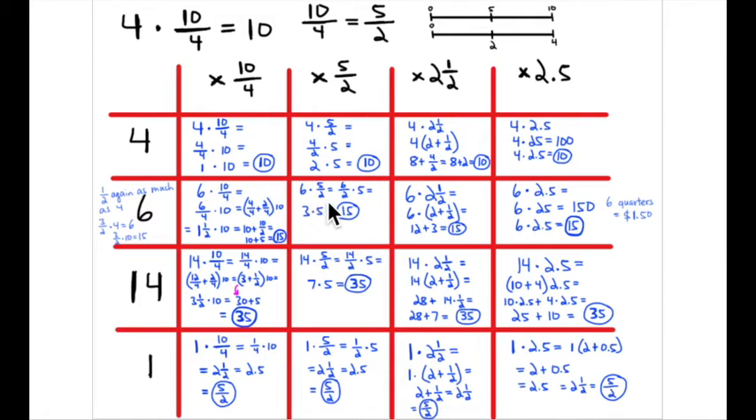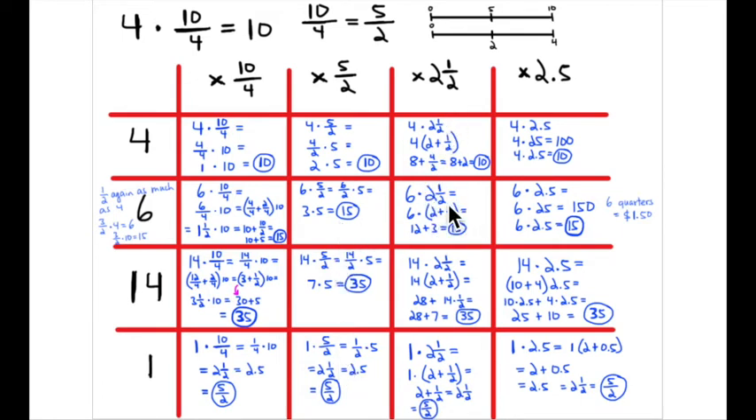6 times 5 halves is equal to 6 halves. So divide the 6 by 2, times 5. Well, 6 divided by 2 is 3. 3 times 5 is 15. So this is probably the easiest one. To multiply by 5 halves, divide first and then multiply. It seems to be the easiest way to do this.